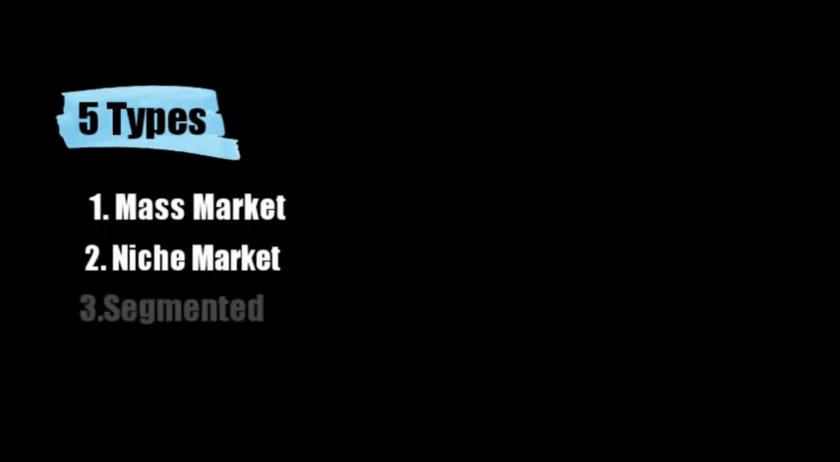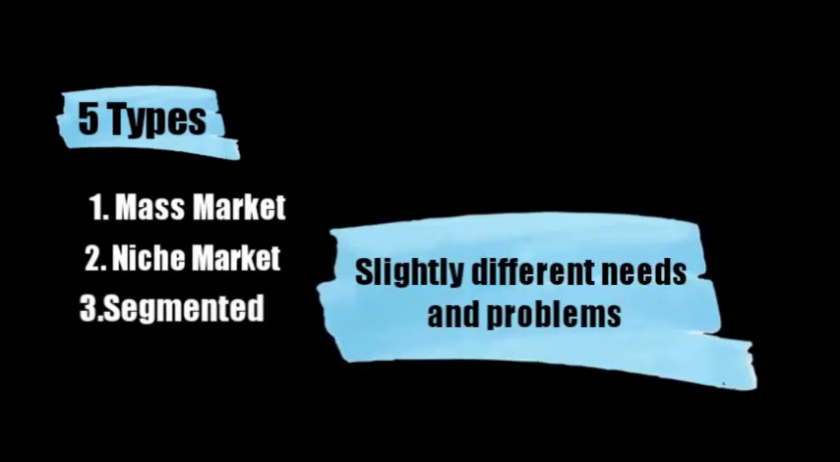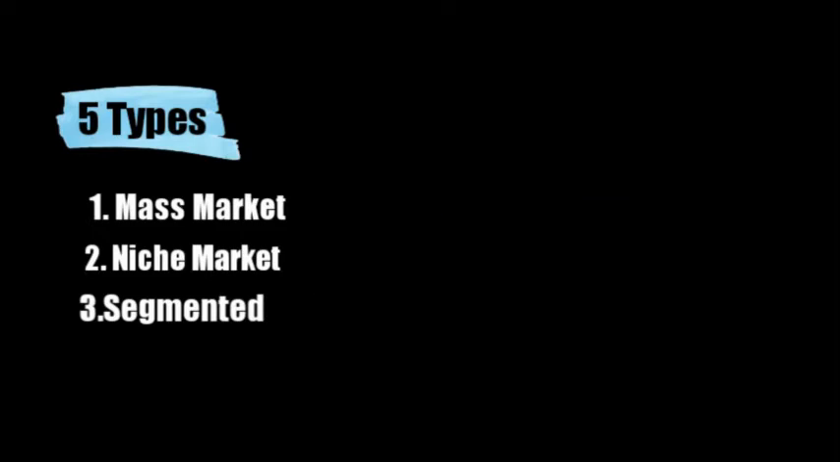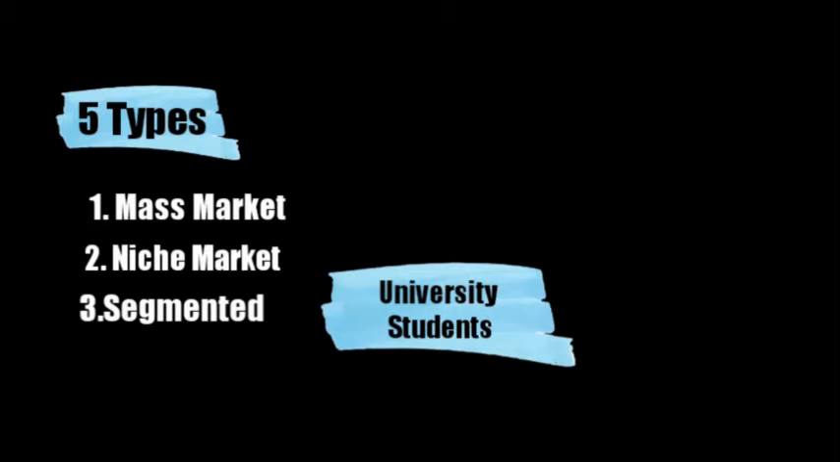So we have the segmented. Segmented means we have multiple groups of people. They have slightly different needs and problems. For instance, you are selling stuff to university students, right? Good. So you say, okay, I'm selling to university students. So university students have some slight needs and differences.